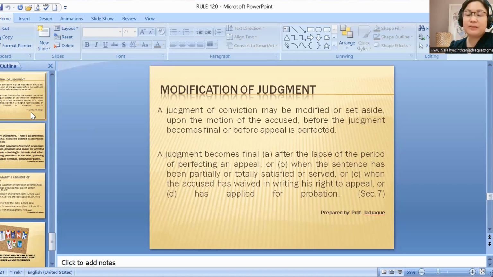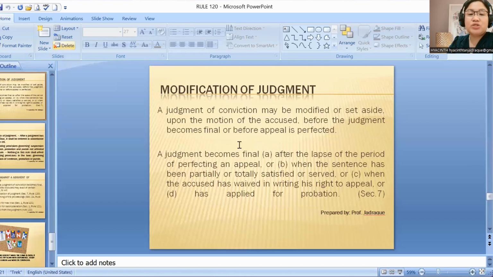Because after the 15-day period, you have no more remedies to speak of because your judgment of conviction is considered to be final. So prior to the lapse of the 15-day period, you can appeal or file a motion, either new trial or motion for reconsideration. It's up to you.